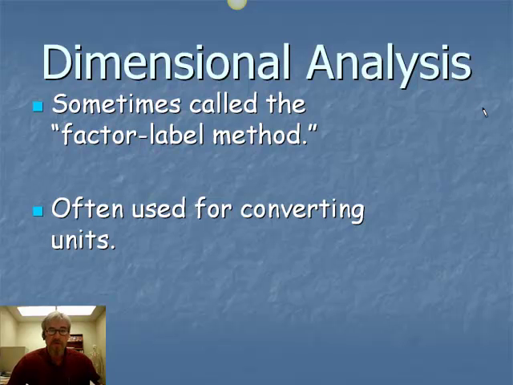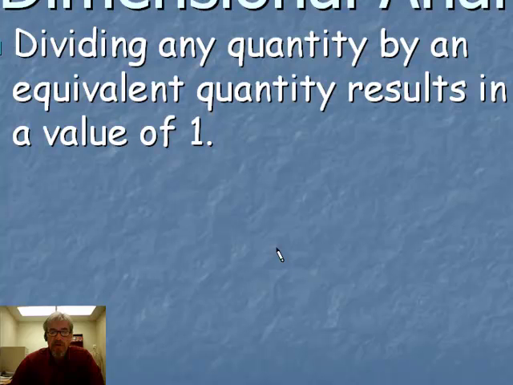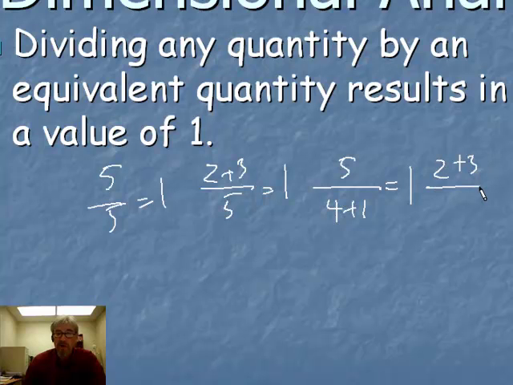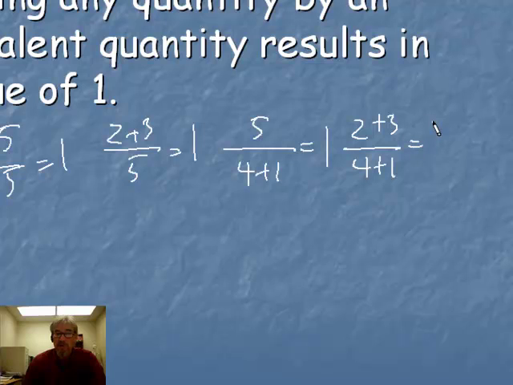for solving quantitative problems. Dimensional analysis operates on the basis of 2 simple mathematical facts. One of them is that dividing any quantity by itself results in a value of 1. So if we think about a few examples, 5 divided by 5, well, that's 1. But by the same token, 2 plus 3 divided by 5 would also be 1 because 2 plus 3 is 5. Or 5 divided by 4 plus 1 would be 1 because 4 plus 1 is 5. So therefore, 2 plus 3 divided by 4 plus 1 would also be 1.